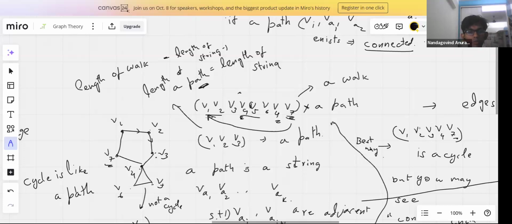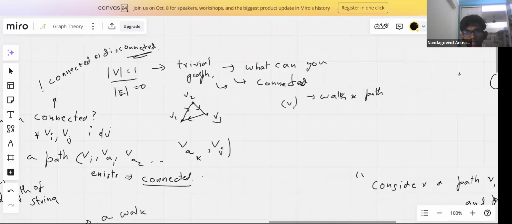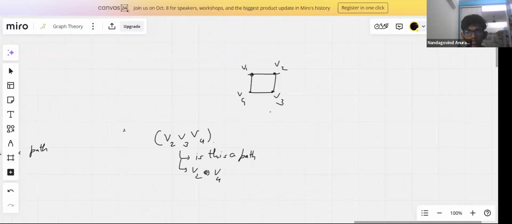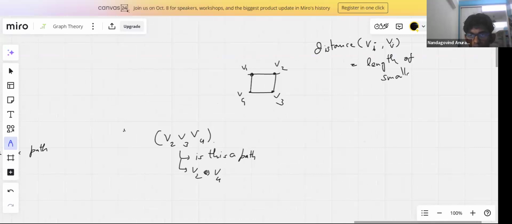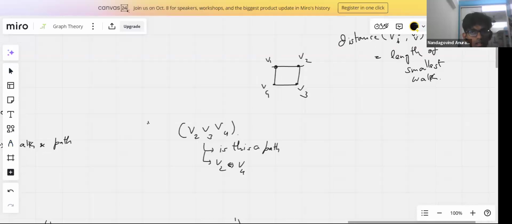Does the length of a walk, length of a path make sense? Yeah, it does. Okay, cool. So distance from Vi to Vj is equal to the length of the smallest walk.